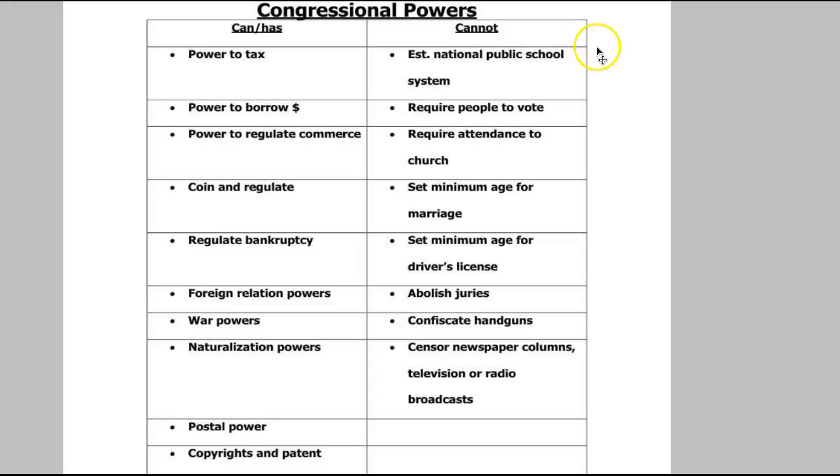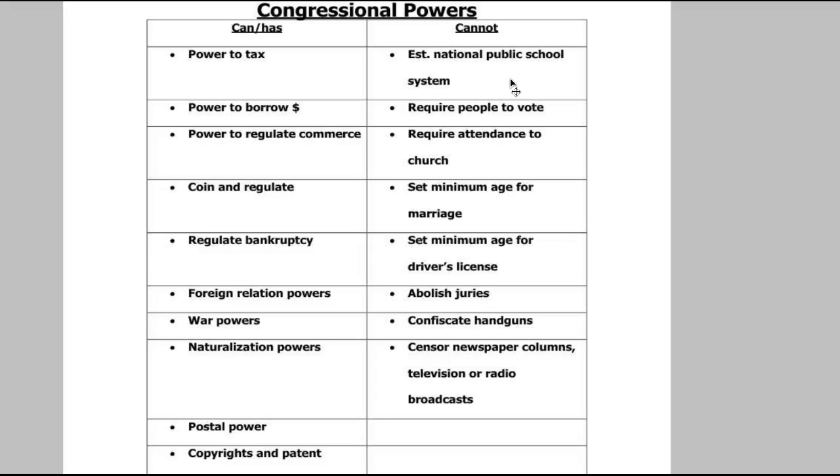What Congress cannot do is important as well, so sometimes it's a lot easier to understand what it cannot do as opposed to what it can. It cannot establish a national public school system. What it can do is essentially regulate, or it can't really even regulate. What it does is set parameters on national achievement, and it does it basically through money.